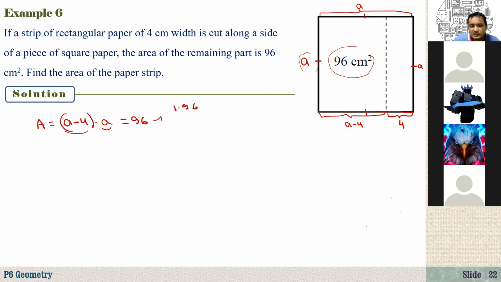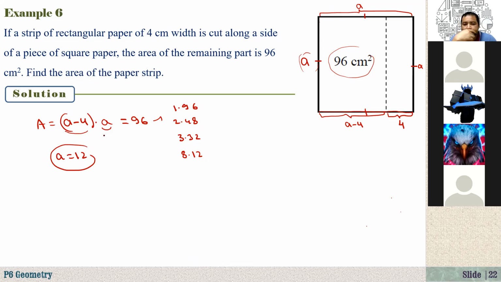1 times 96, it doesn't work. 2 times 48, the difference is not 4. And 3 times 32, the difference is not 4. And how about 8 times 12? Oh, the difference is 4, right? So that means that this A must be equal to 12. As you see here, if A is 12, A minus 4 will be 8. 8 times 12 is 96.